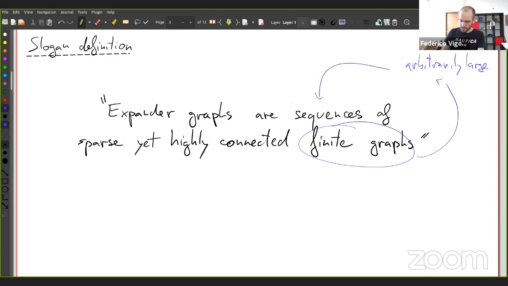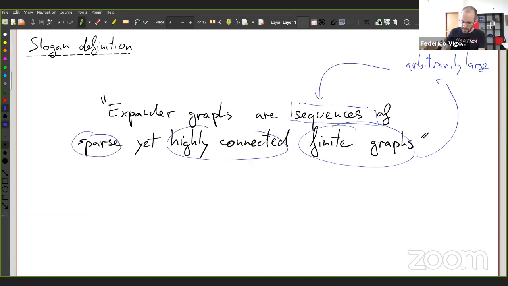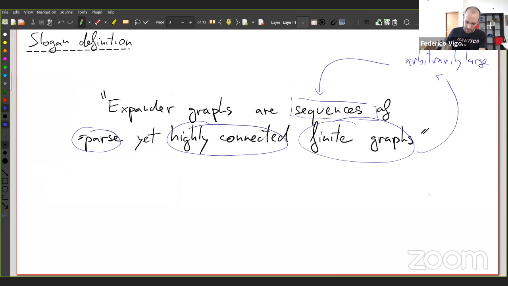And so to go for arbitrarily large, we need to pick sequences. So we are looking at sequences of finite graphs. And then we will care about properties that hold uniformly as you move throughout the sequence. So we care about uniform properties of families of graphs. And then there are the other two keywords, sparse and highly connected. Sparse is actually very easy to explain. We just want the graphs to have bounded degree. And again, since we care about the uniform properties of the sequences, we want uniformly bounded degree.